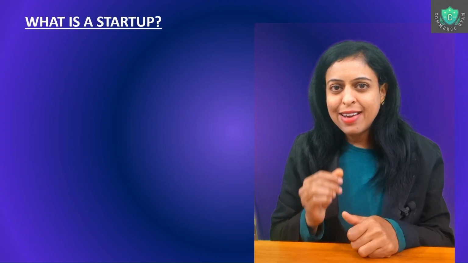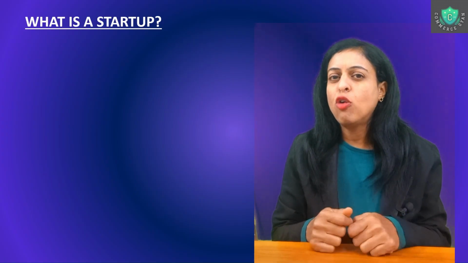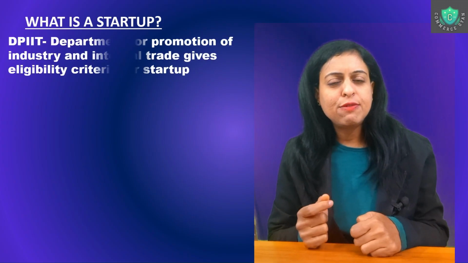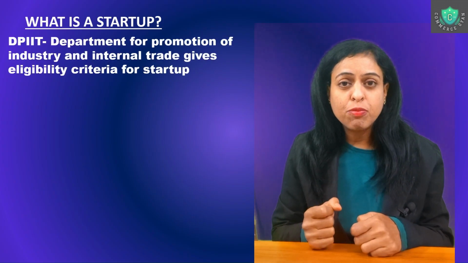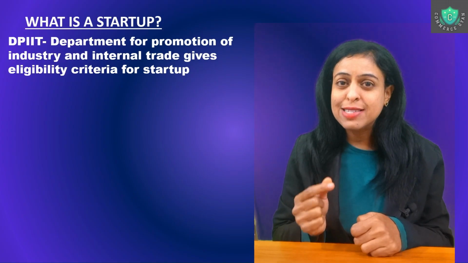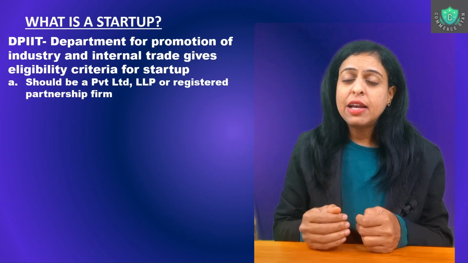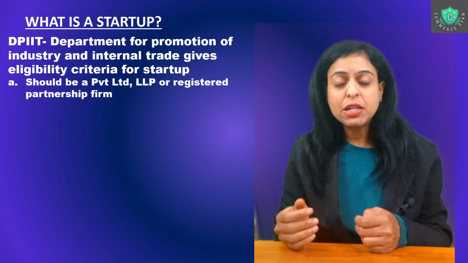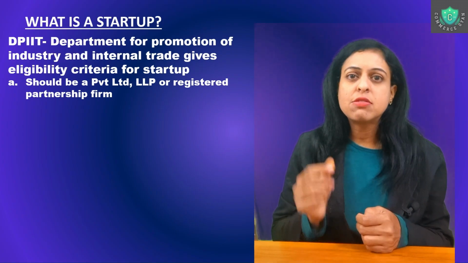The DPIIT has given a clear understanding of what startups are. So what is this DPIIT? First of all, it is the department started by the government for the promotion of industries and internal trade. So the government plans to make in India, it plans to have more and more startups in India so that there is employment generation and less reliance on external trade. As I told you, if you start a proprietorship and say, okay, it's a startup, no. The definition under this DPIIT clearly says that startups should either be a private limited company, an LLP, which is a limited liability partnership, or it can be a registered partnership firm.